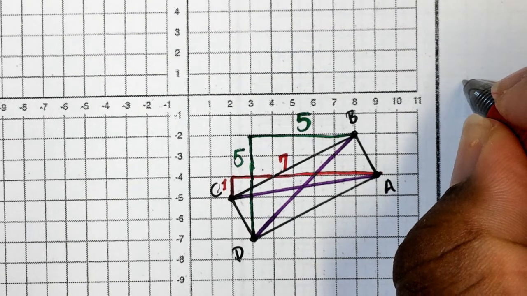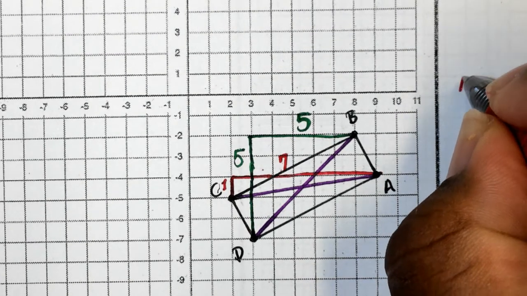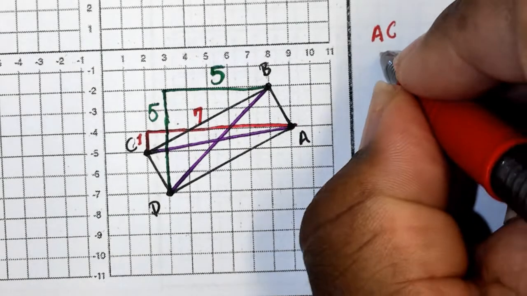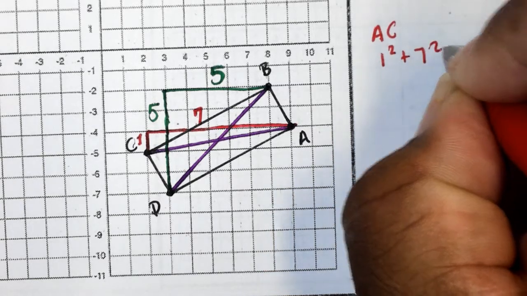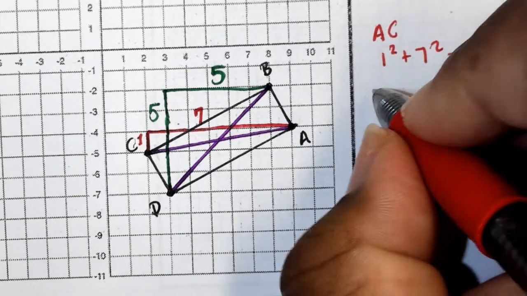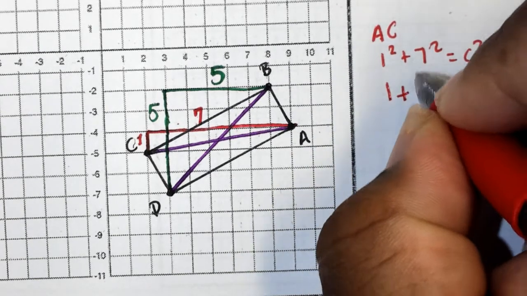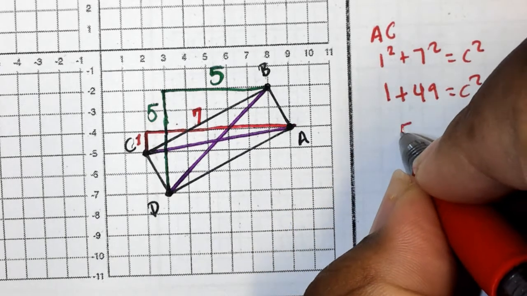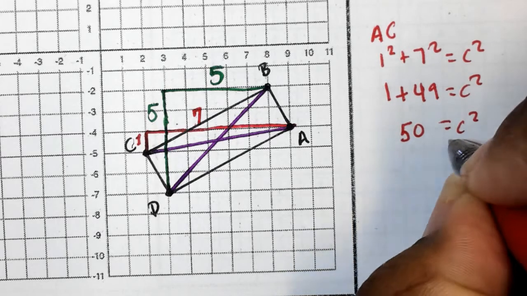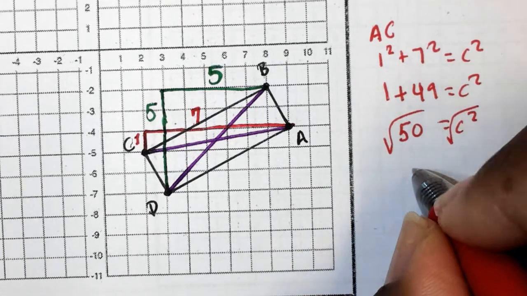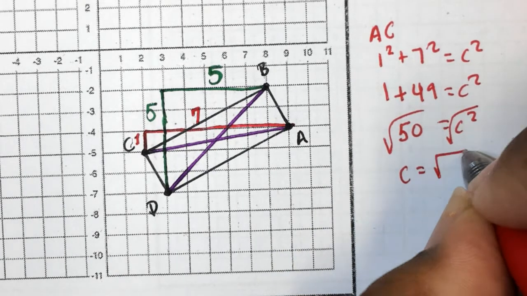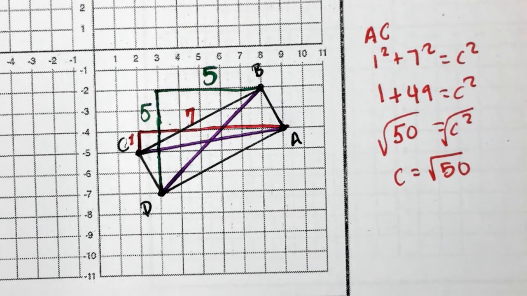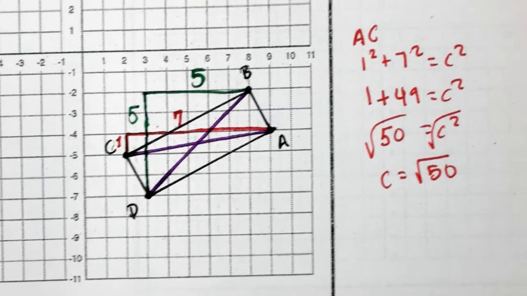Out to the side here, AC is my first diagonal. I'm going to do 1 squared plus 7 squared equals C squared. 1 squared is 1. 7 squared is 49 equals C squared. Add those together, 50 equals C squared. Square root of 50 is going to be a decimal. We're just going to leave it like this, square root of 50.